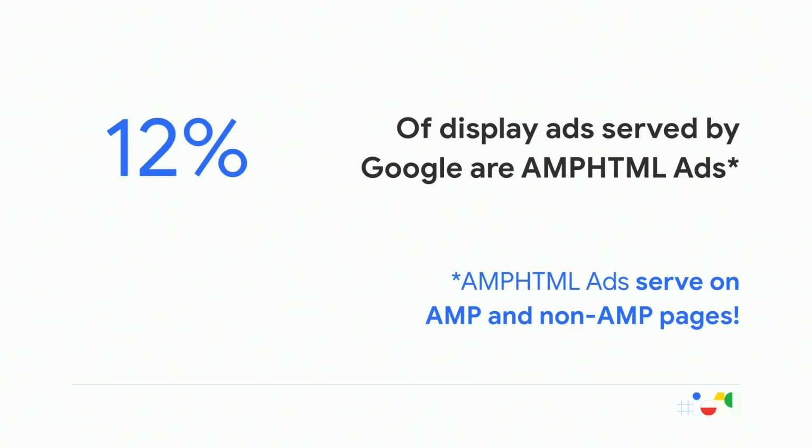Now that ecosystem has grown a lot in the few years we've been at it. AMP HTML ads now make up 12% of all display ads served by Google, which is a pretty large number. And it's really important to note that serving AMP HTML ads works both on AMP as well as non-AMP pages. They are not limited to AMP pages. Now they're fast, and that speed can mean improved publisher revenues and advertiser ROI.